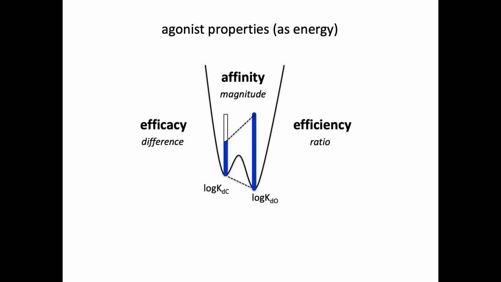So I can show this graphically, these agonist properties as energy. Affinity is the magnitude of these two blue lines, the short one being the weak affinity and the long one being the strong affinity. Efficacy is the difference between these two lines, shown here by this white bar. And efficiency is the ratio of these two, or actually 1 minus the ratio of these two. So we have these three agonist properties, which are universal, applied to every receptor and every agonist, related to these two blue lines as the magnitudes, the difference, and the ratio between the two lines.